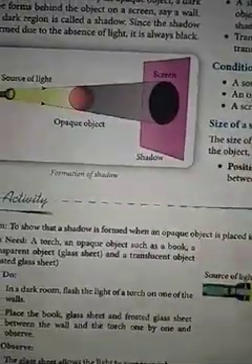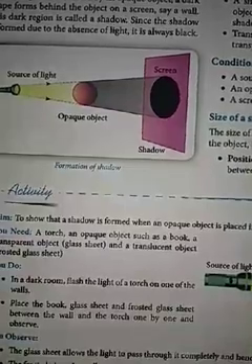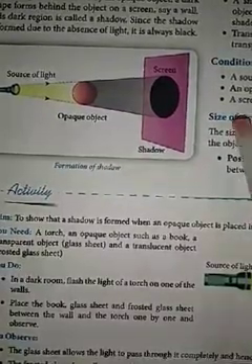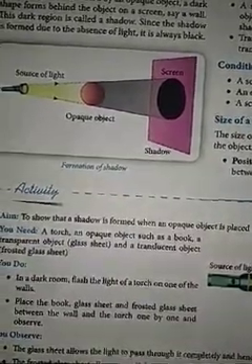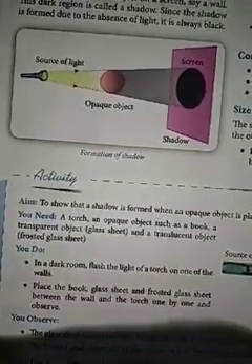So, the conditions for formation of a shadow are: a source of light, an opaque object obstructing the path of light, and a screen behind the object. These three are the very essential things for the formation of a shadow.